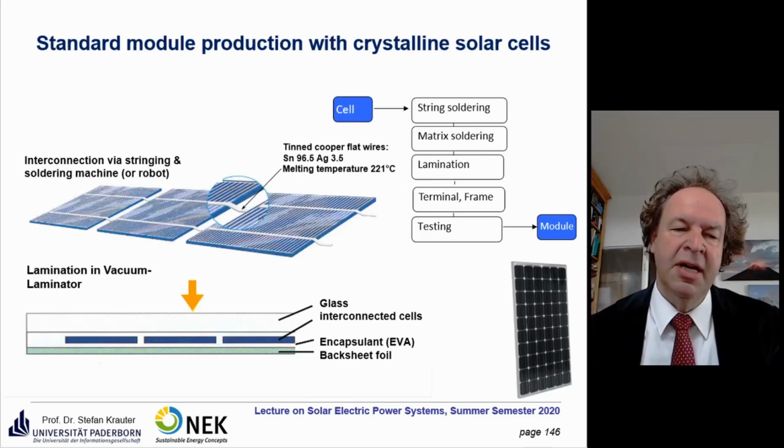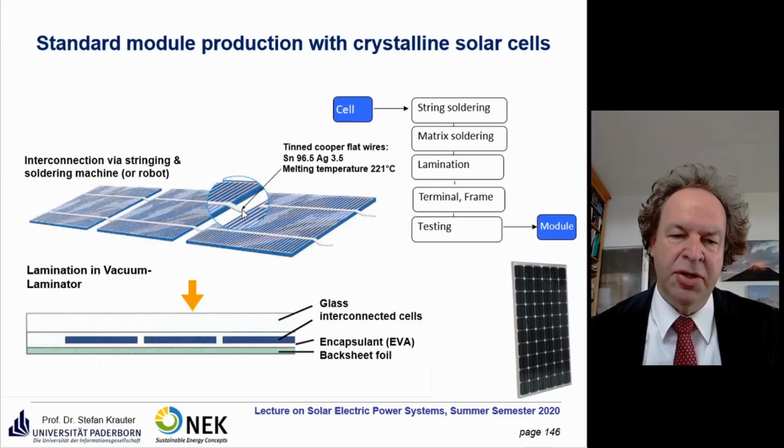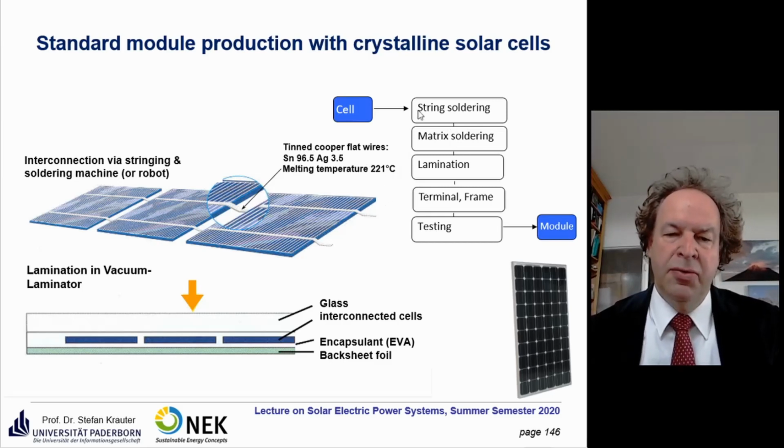Here you see the interconnection of the cells. This is carried out via cell interconnectors, for example thin copper flat wires. You do this soldering, and we will see some pictures of it, then the matrix soldering and the lamination procedure. Almost at the end we put a terminal box and the frame, and at the very end we do some testing to see the IV characteristic, the short circuit current, the open circuit voltage, and most important, the power of that module. And then it goes to the sale of the module.